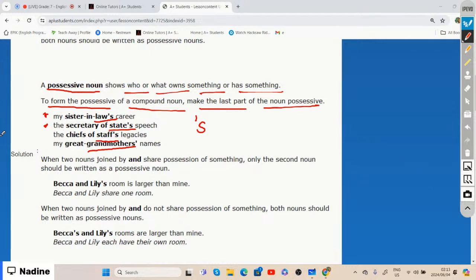And when it comes to nouns, remember, we're doing possessive nouns. So when two nouns are joined together by and, specifically by and, then it means that we share possession of something.